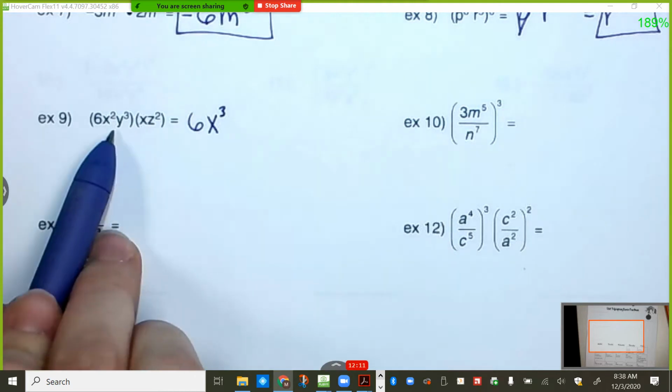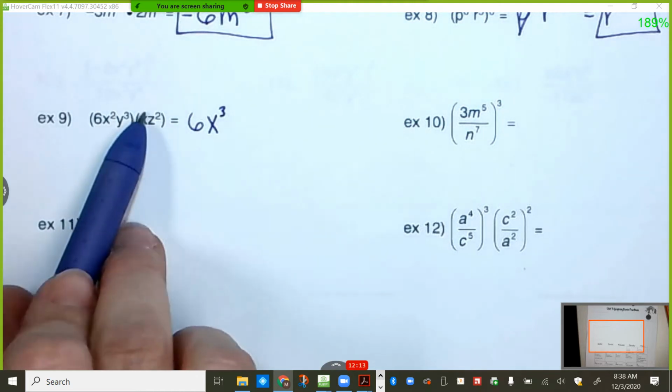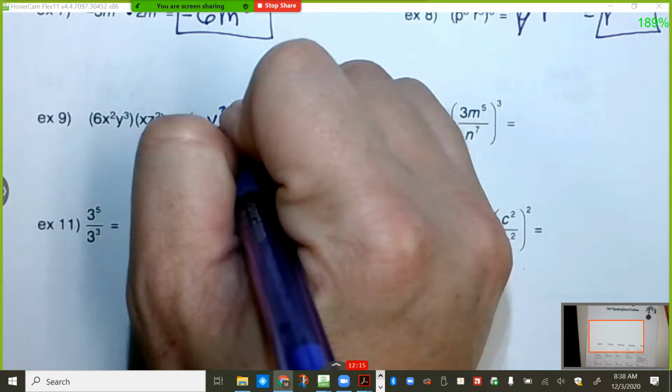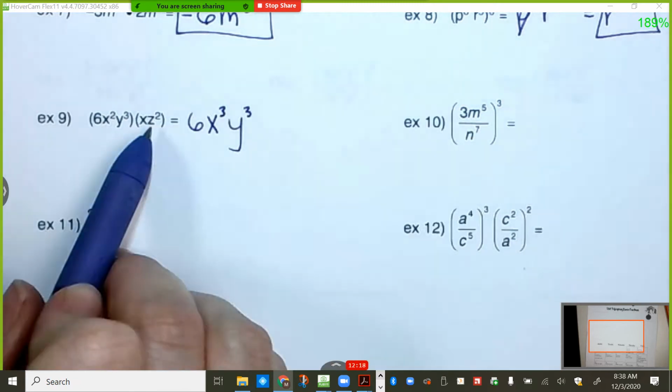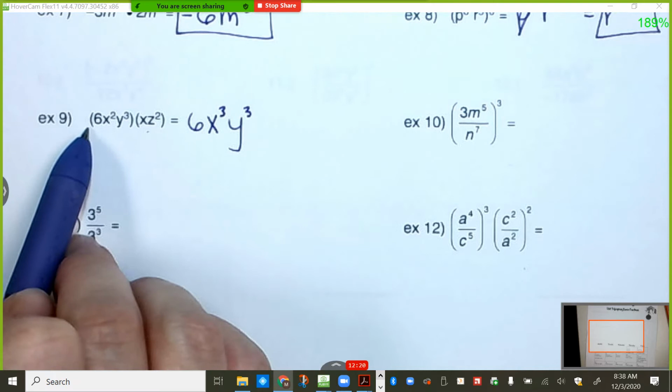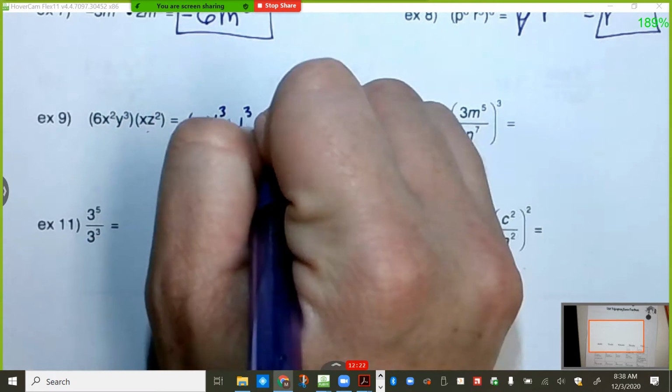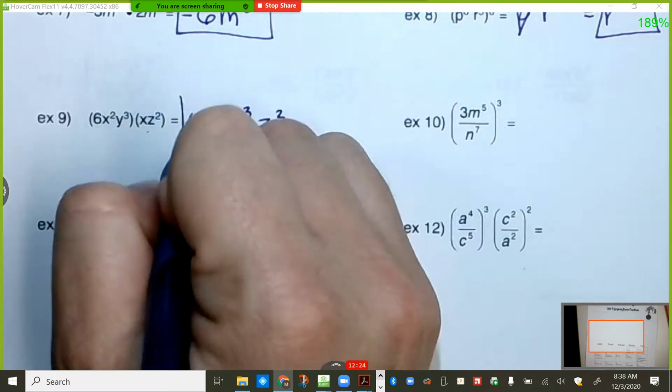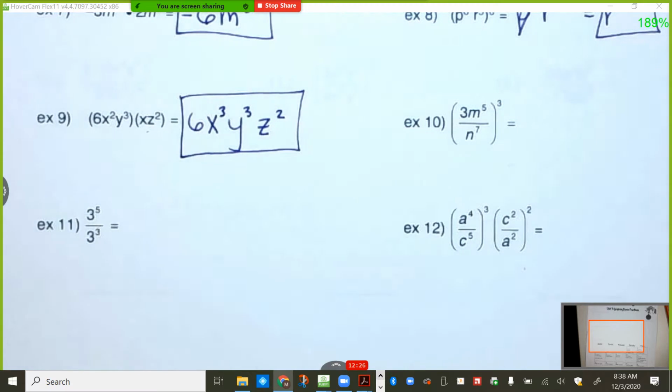Then we have y cubed, but there's no y over here, so I just rewrite it, y cubed. But over here, I have a z squared. Did I have a z over here? So I just rewrite it. Anything that doesn't have a like term, you just rewrite with your answer, okay?